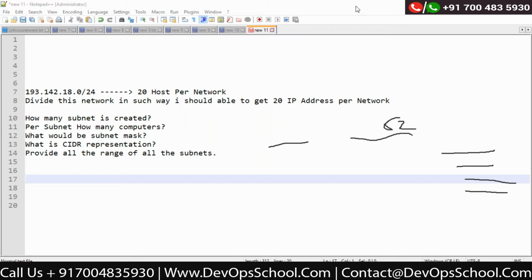First of all, find out how many hosts we require. Now, according to this, we require 20 hosts per network. Okay, that's great. Okay, the subnet mask would be... per network, there would be host 5, network is 3, per network 3 rest 2.